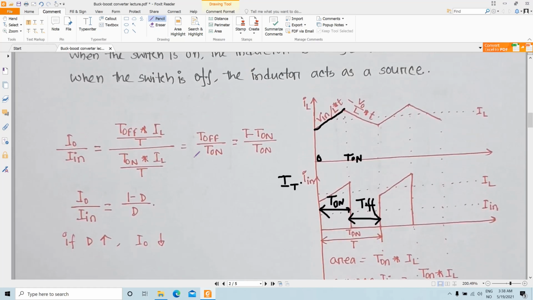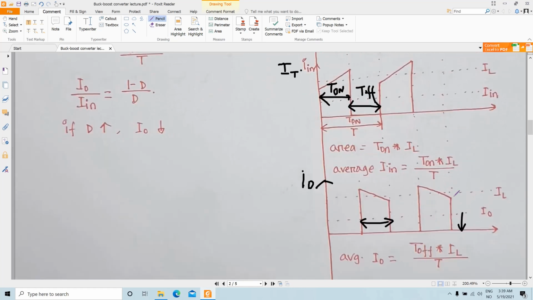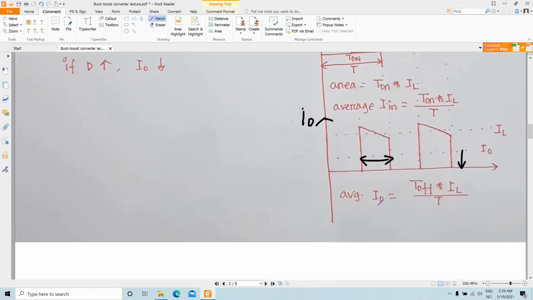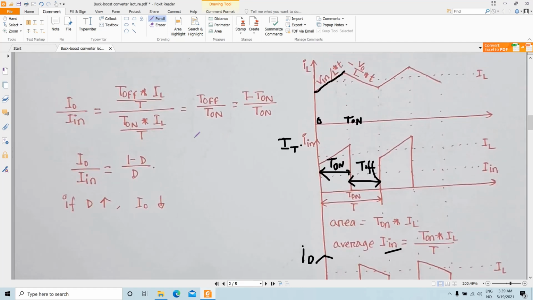Now if you calculate I out divided by I in, you can write this as T off multiplied by IL from here, using the average input current and the average output current. From this ratio, with a simple calculation, you end up with T off divided by T on, which is basically T minus T on divided by T on. You can express it as 1 minus D divided by D.